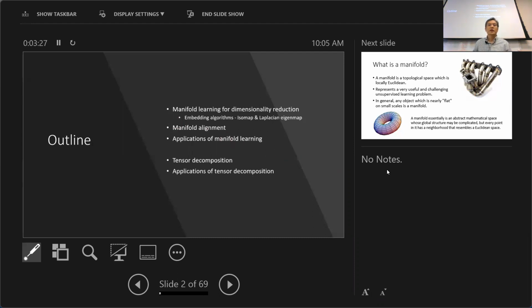So we will go through those concept of manifold learning first, using two examples to do this dimensionality reduction. T-SNE and UMAP actually are the manifold learning tools, okay? But here we use more generalized embedding algorithm. I will mention isomap and Laplacian eigenmap.